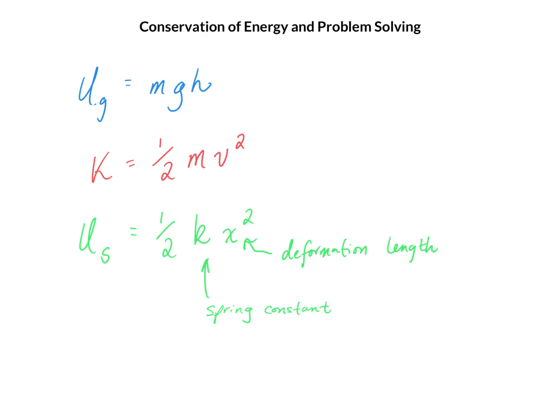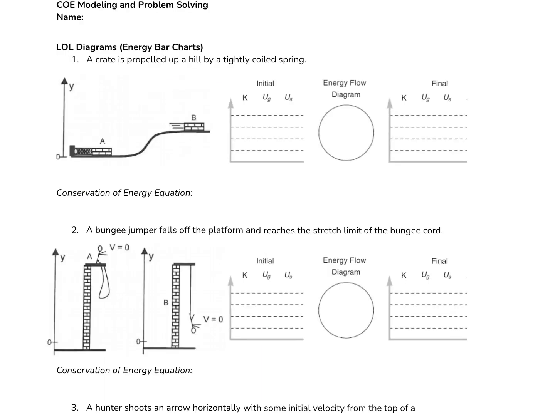Let's get into that COE modeling packet at this point. Real quick, we'll just go through a couple of these scenarios that you were creating LOL diagrams and conservation of energy equations for. So we'll go through numbers 1 and 2. Number 1, we have a crate propelled up the hill by a tightly coiled spring.